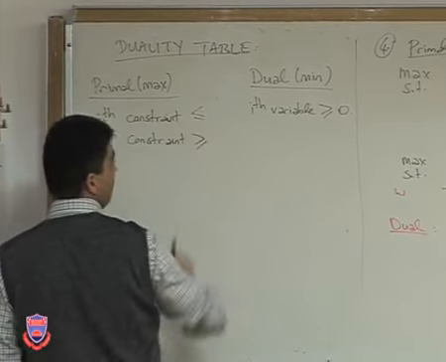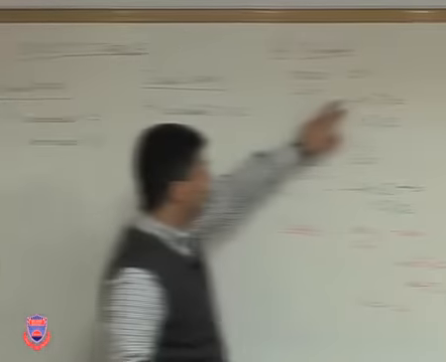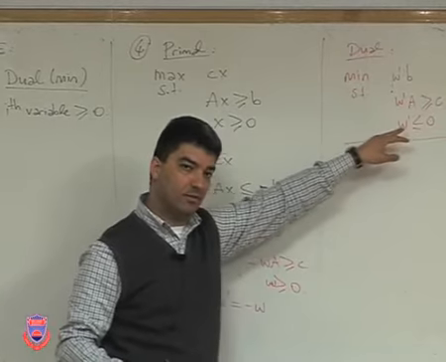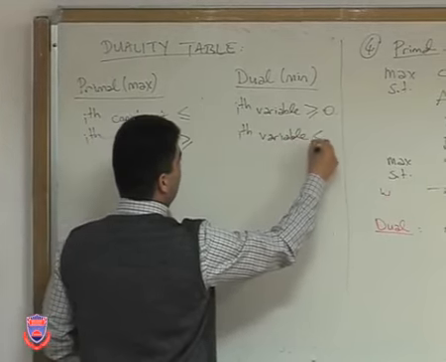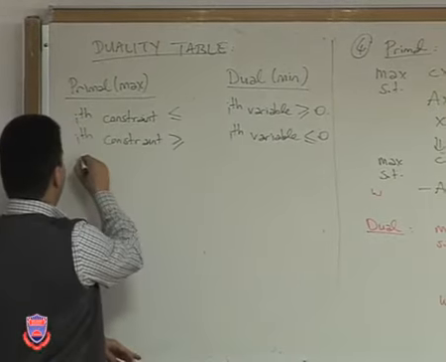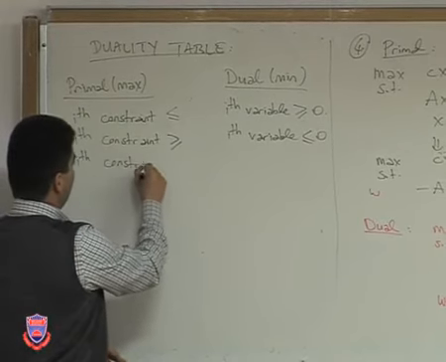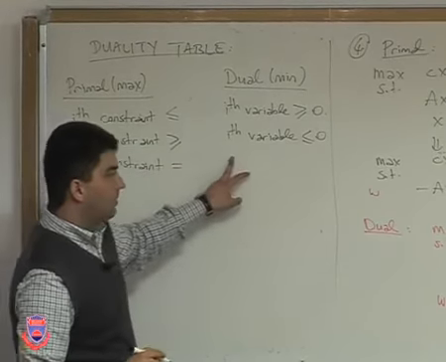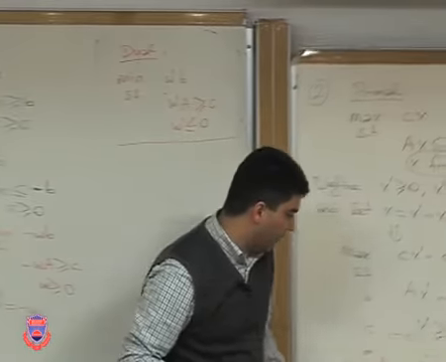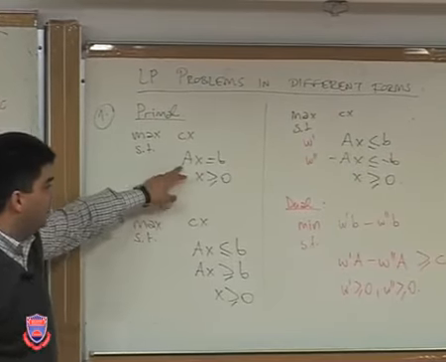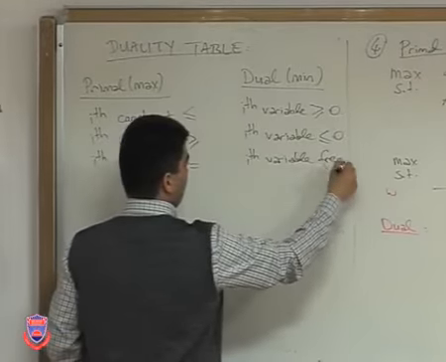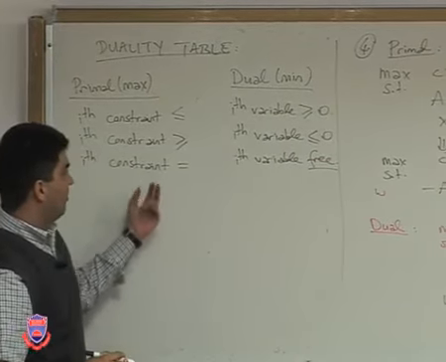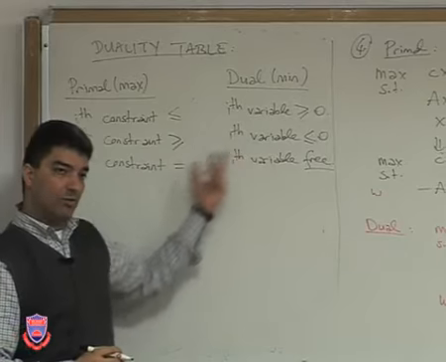All right, so if the ith constraint is a greater than or equal to constraint, which is this form right here, the corresponding dual variable is non-positive. So the ith dual variable will be less than or equal to 0. And finally, if the ith primal constraint is an equality constraint, then the corresponding dual variable is free. So these are the relationships between the type of the primal constraints and the sign of the dual variable.